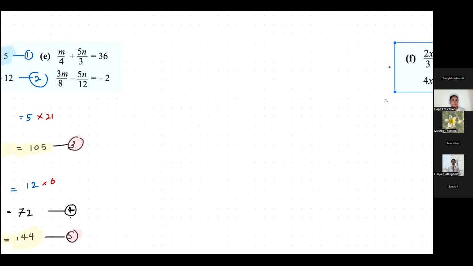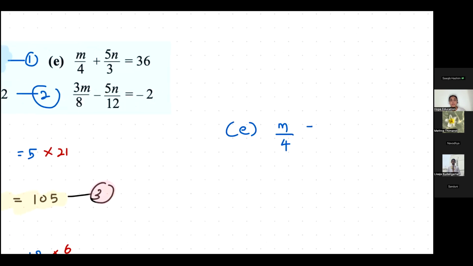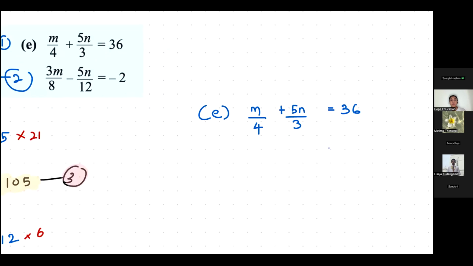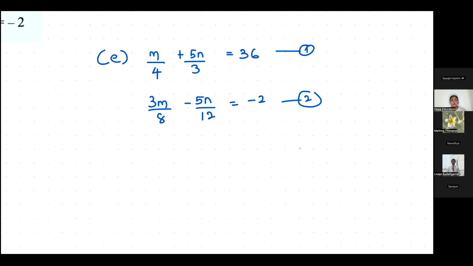All right. So E. We have m over 4 plus 5n over 3 equals 36, right? And we have 3m over 8 minus 5n over 12 equals minus 2. I will say that this is equation number 1 and this is equation number 2. Okay. Then as usual, you know what to do, right?